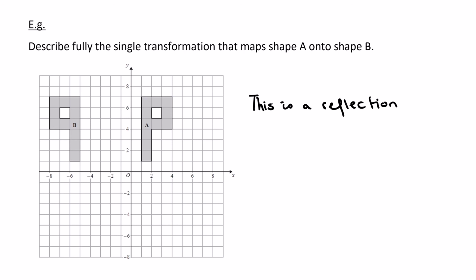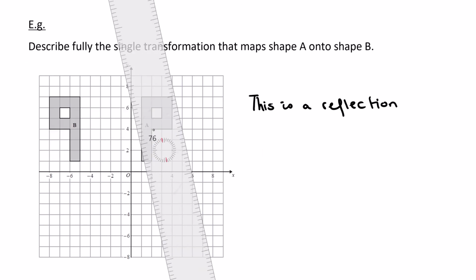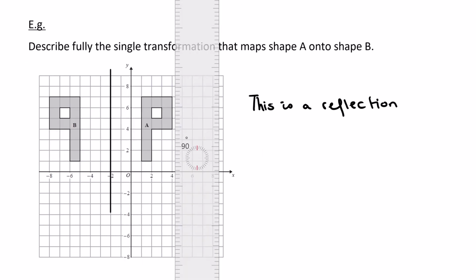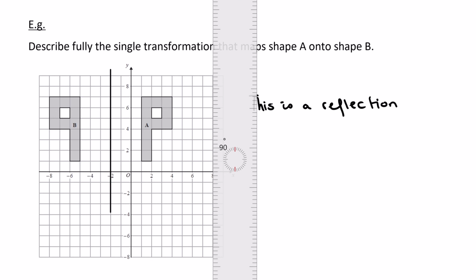So the first thing we're going to do is say this is a reflection. And then we have to decide where the mirror line is. Well, the mirror line is like a line of symmetry. It's the same distance between the two shapes. So if I just put this here, do I see the same distance? So from here, 1, 2, 3, 1, 2, 3. So that looks like the same distance to me. If I have done it incorrectly, I would have rubbed it off and tried again.